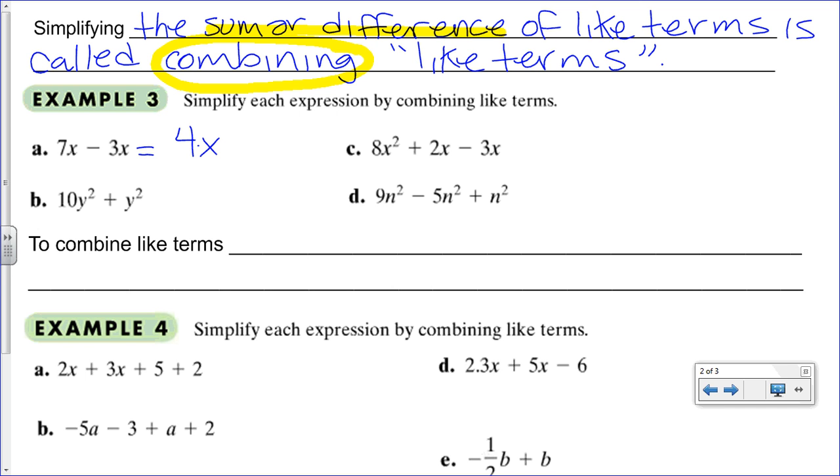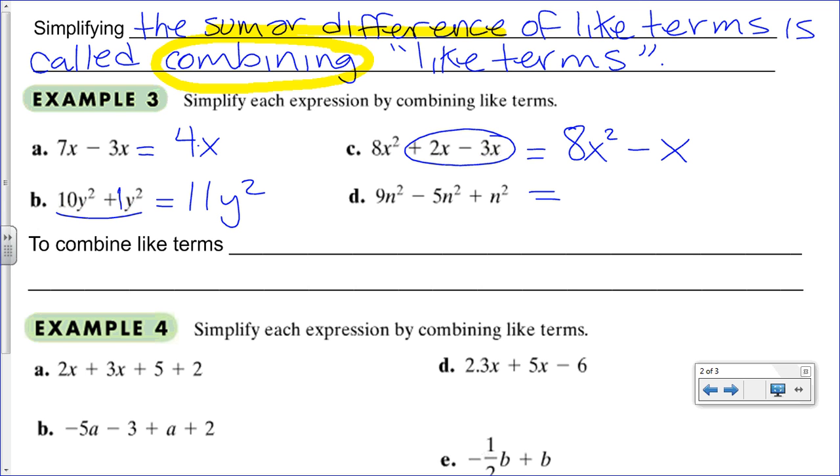The second one, they are like terms, so we have 10y squared plus 1y squared, and so that will be 11y squared. The next one, the only 2 that are like terms are the 2x and the negative 3x. So we're still going to have 8x squared, however, just by itself. And then we combine the like terms that I have circled, and that will be negative x.